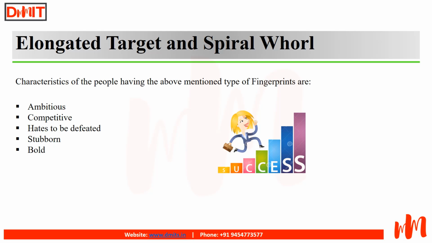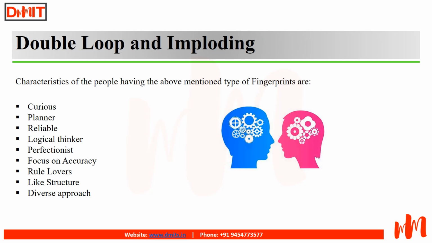Next we have double loop and imploding type of fingerprint. The persons who have such type of fingerprint are generally observed to have the following characteristics. They're seen to be curious, planners, reliable, logical thinkers, perfectionists, they focus on accuracy, they are rule lovers, that is, they like to follow rules, they like structure and a diverse approach. So these are the traits that are generally observed in such people.